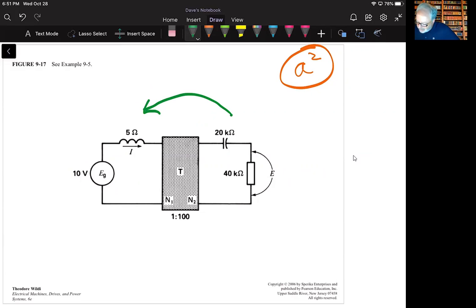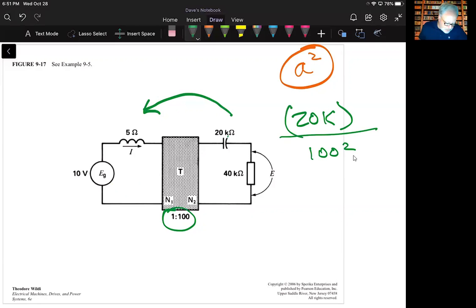So how do I know what my turns ratio is? Well, it's given to us here. The turns ratio from primary to secondary is 100. So what I would do to move this 20K over to the primary side is to take 20,000 and divide that by 100 squared. And 100 squared is, what is that, 10,000? So 20,000 divided by 10,000 is going to be 2, all right? And so I got that. And then I'm also going to have to move this guy, and this is what I'm trying to solve for right here, to determine what that voltage is.